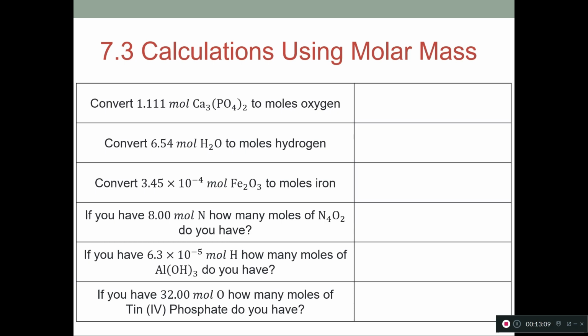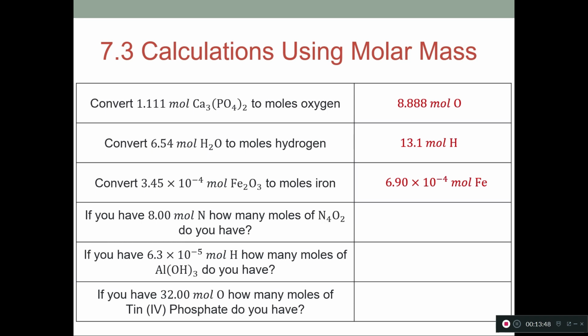So for the first one, we have convert 1.111 moles of this calcium phosphate to moles of oxygen. And so if you did that, you would end up with 8.888 moles of oxygen. The next one, we have convert 6.54 moles of water to moles of hydrogen. And so that would give us 13.1 moles of hydrogen. The next one, convert 3.45 times 10 to the negative 4 moles of the iron 3 oxide to moles of iron, and that would give us 6.90 times 10 to the negative 4 moles of iron.